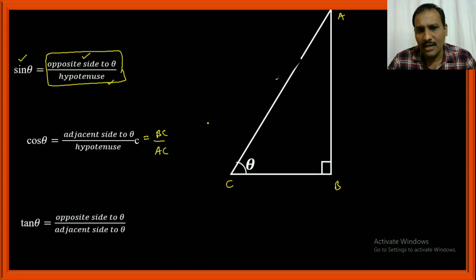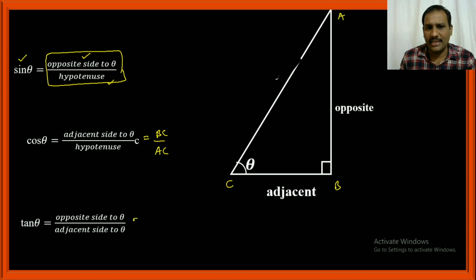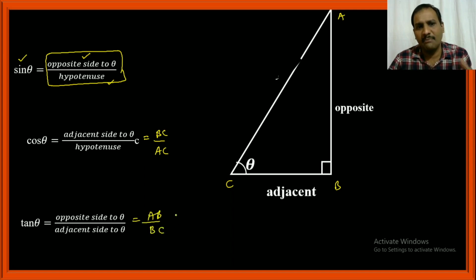Tan theta is the opposite side by the adjacent side. That is the opposite side, and this is the adjacent side, so I can call it AB by BC. So these are the three basic trigonometric ratios. The relations between opposite side and adjacent side, opposite side and hypotenuse, and adjacent side by hypotenuse are called the trigonometric ratios, and they are called sine, cos, tan.